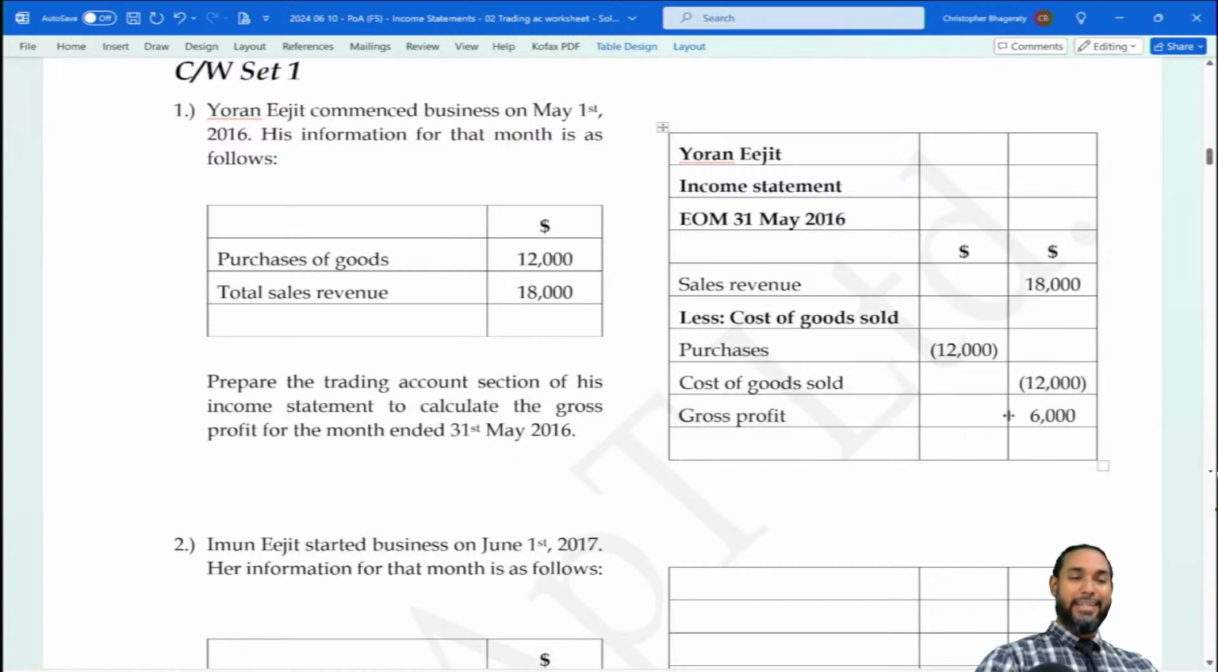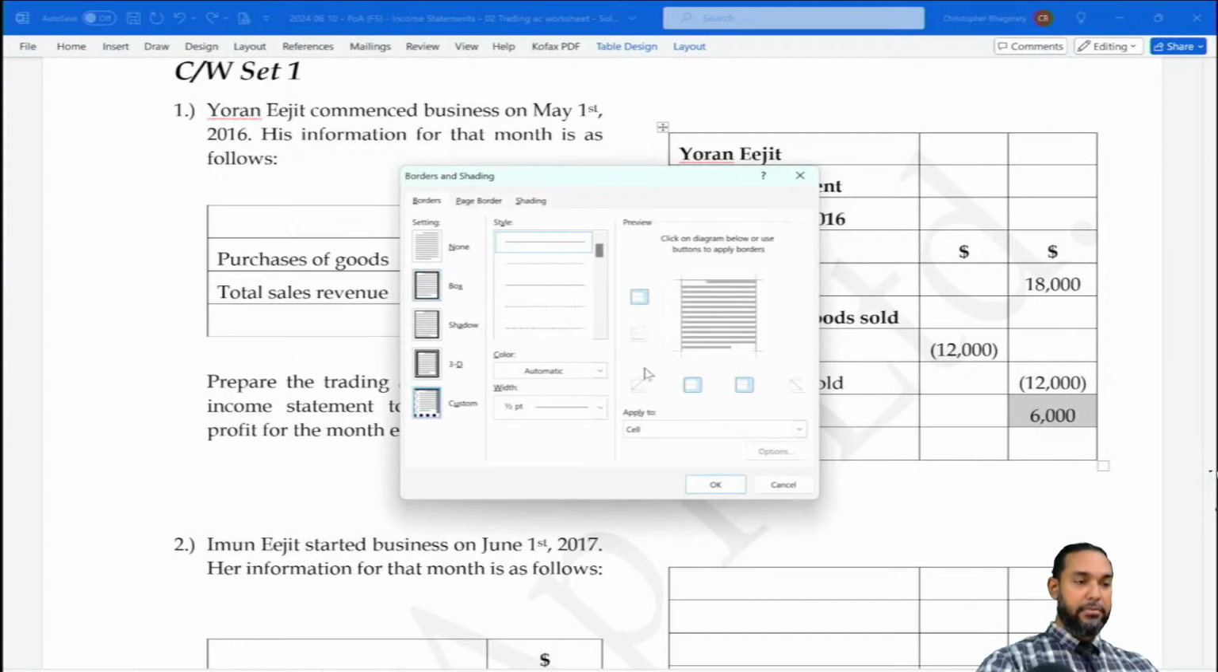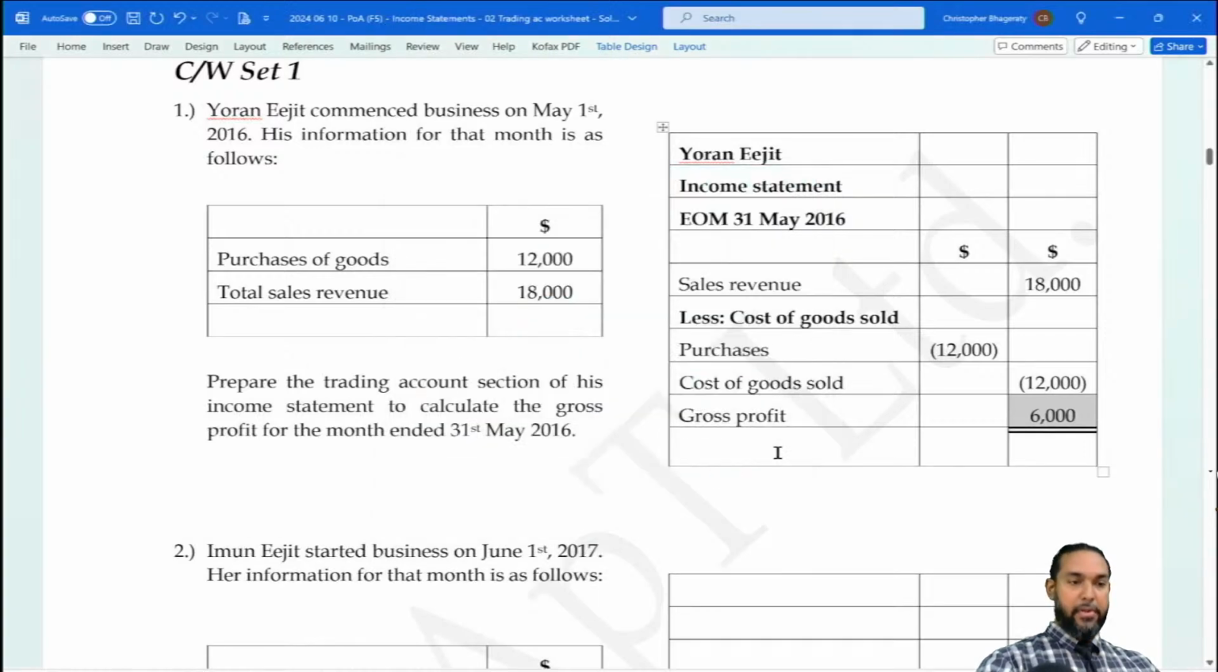Now, again, ideally, you're supposed to put a double line below here. Let me see if I can put it in real quick. Yeah, so you're supposed to put a double line below that to show that's the end of the statement.